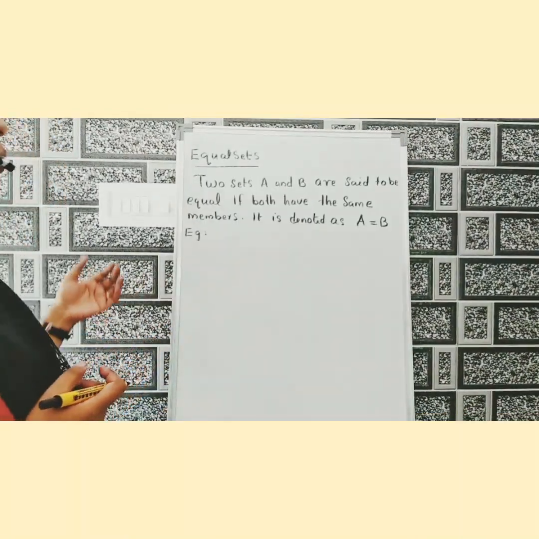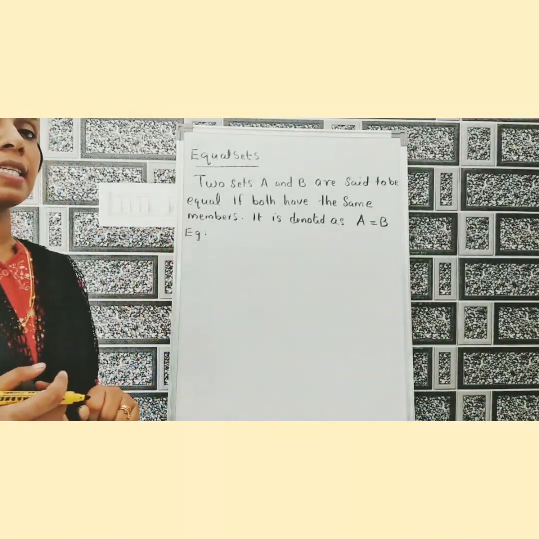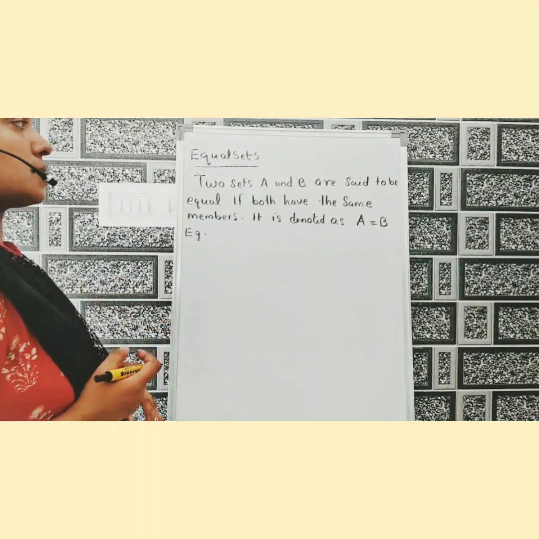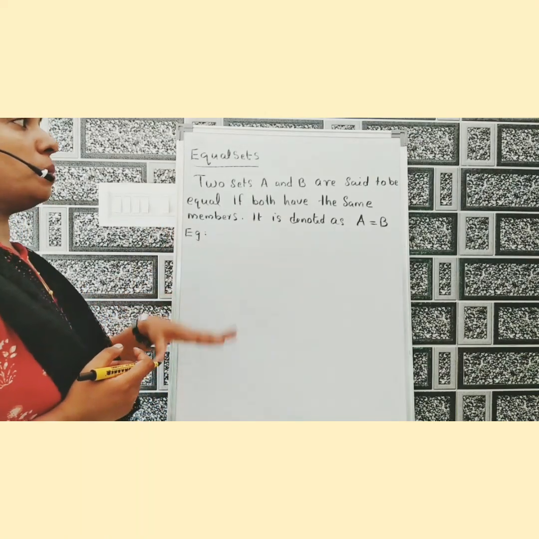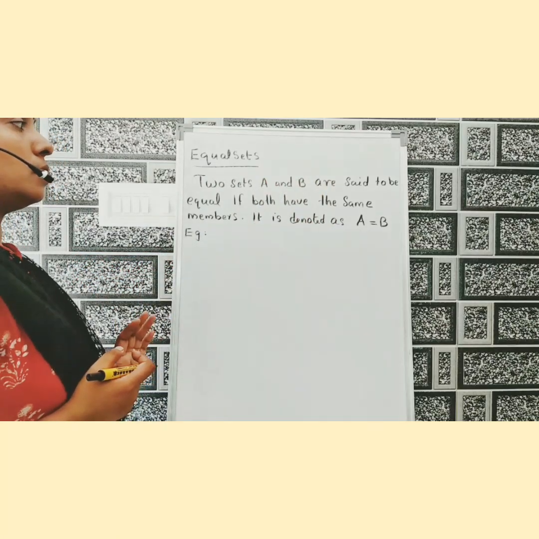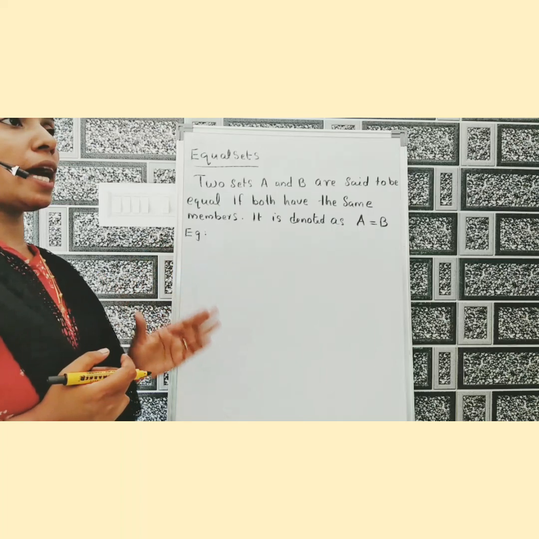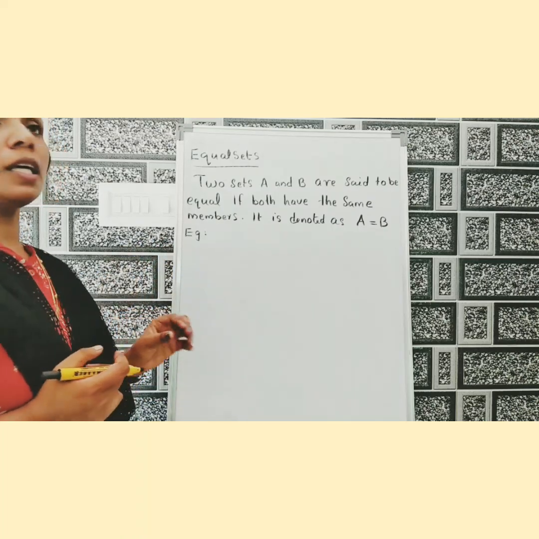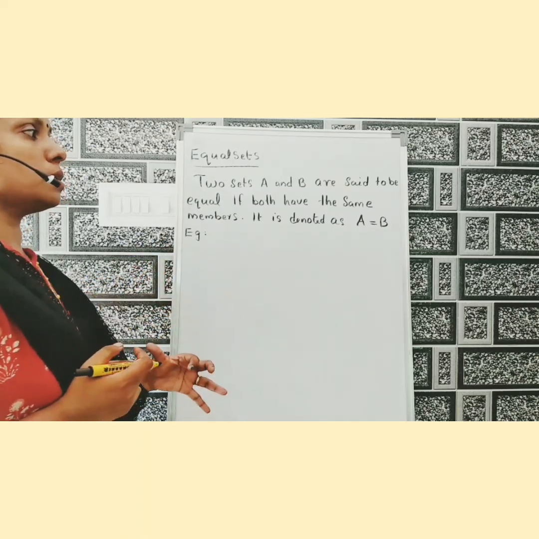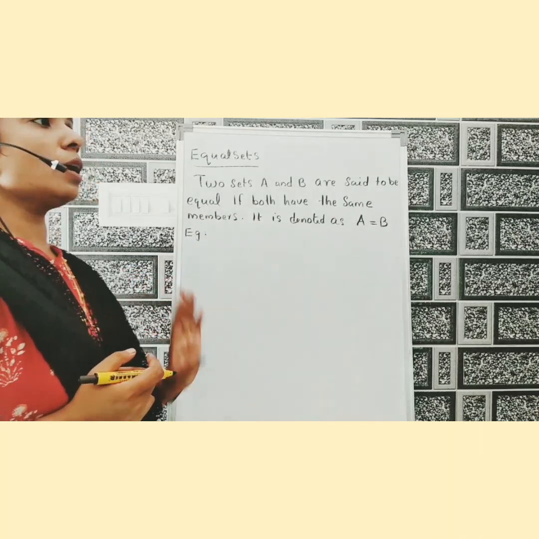Next we discuss what is meant by equal sets. What is meant by equal sets? Two sets A and B are said to be equal if both have the same members. It is denoted as A equal to B.